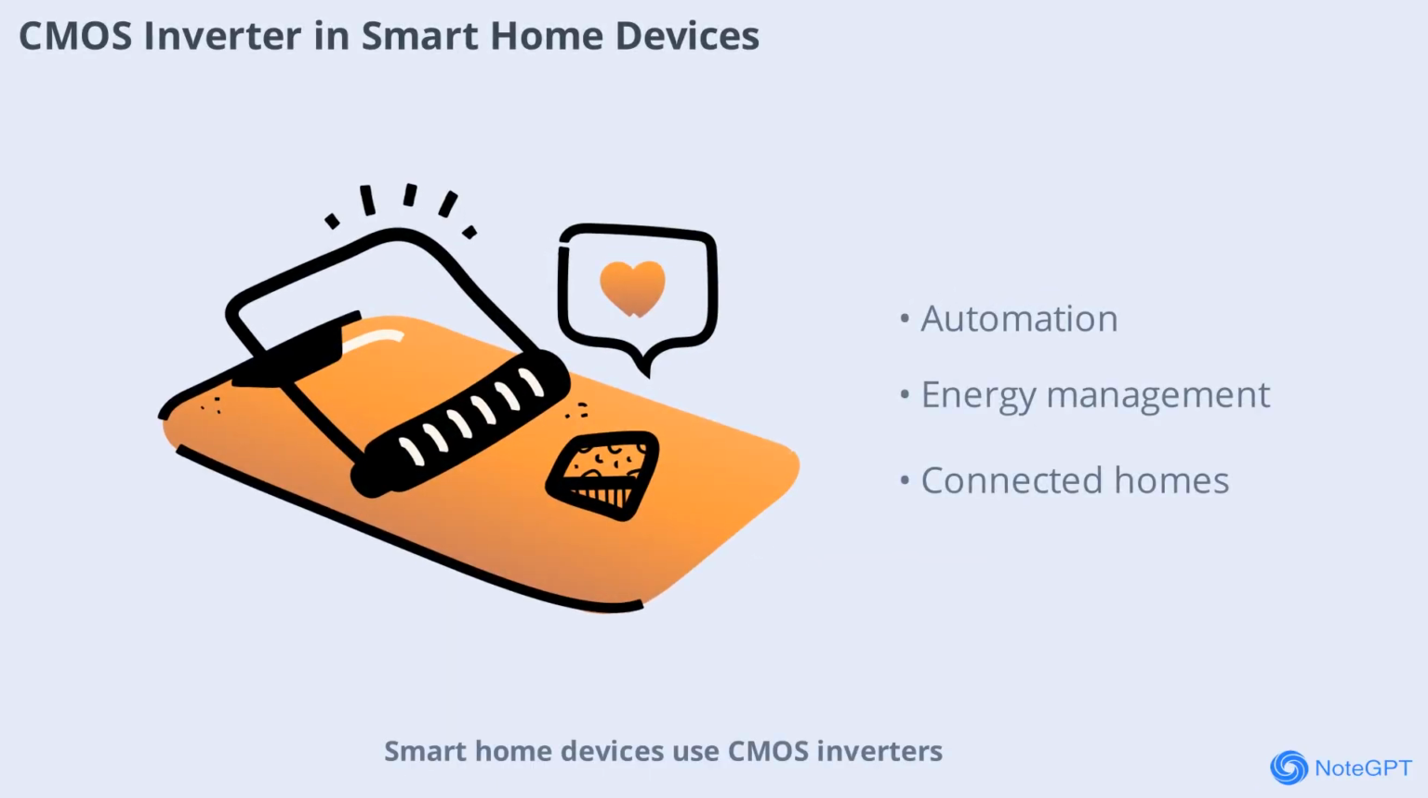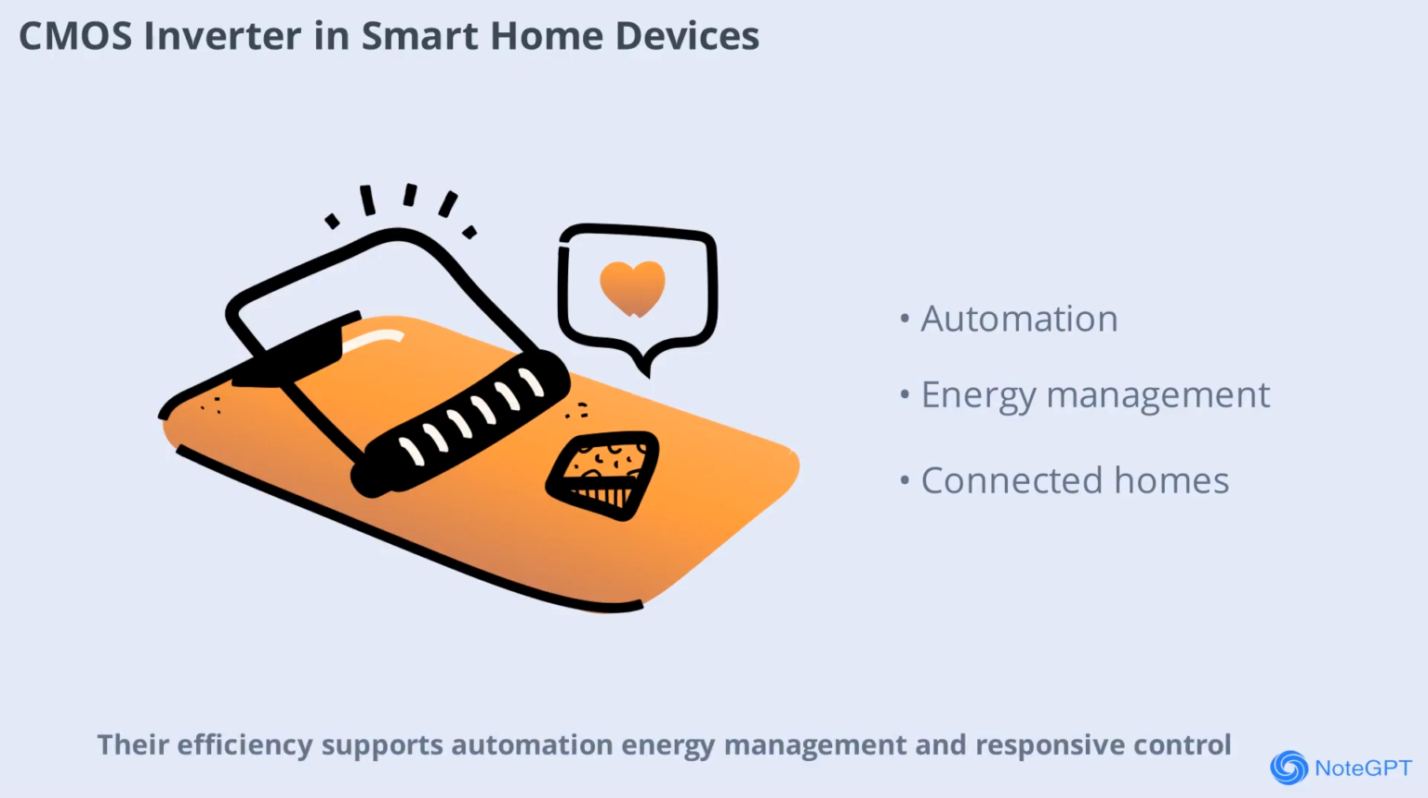Smart home devices use CMOS inverters for logic processing and signal conditioning. Their efficiency supports automation, energy management, and responsive control. We'll highlight how CMOS inverters enable smart and connected homes.